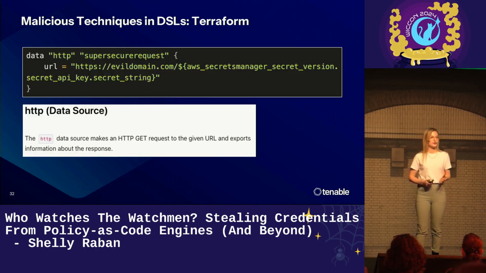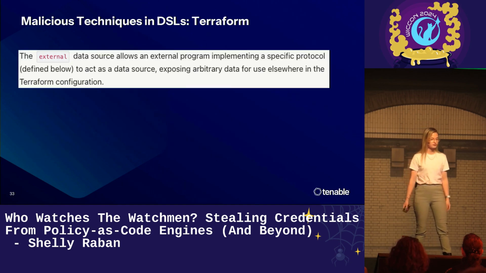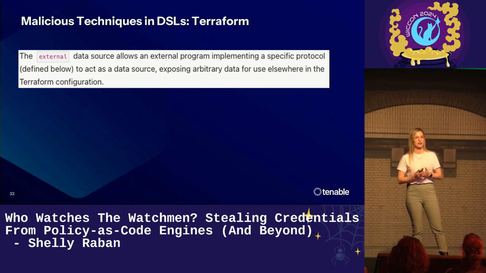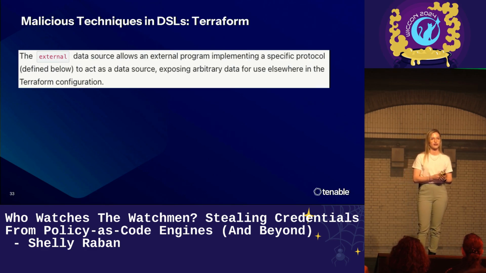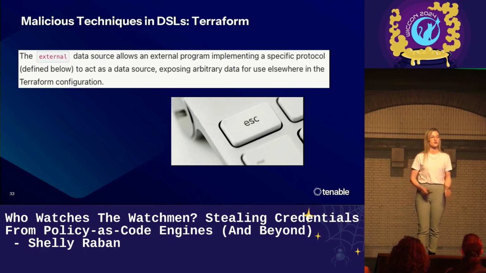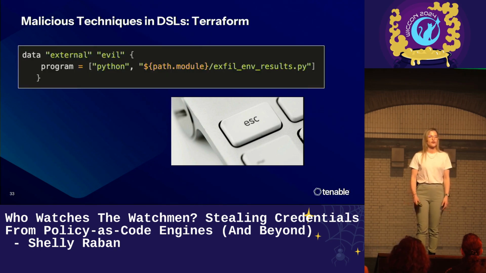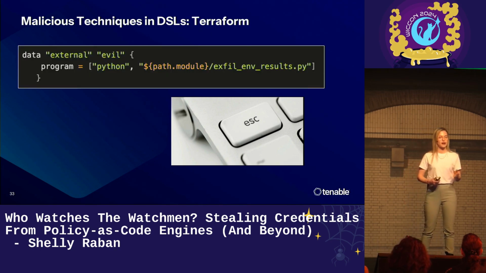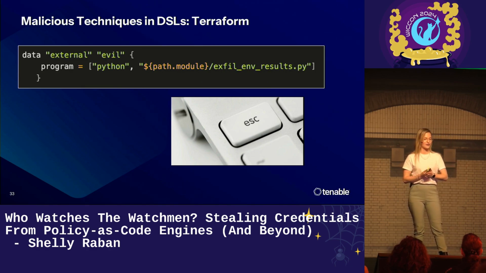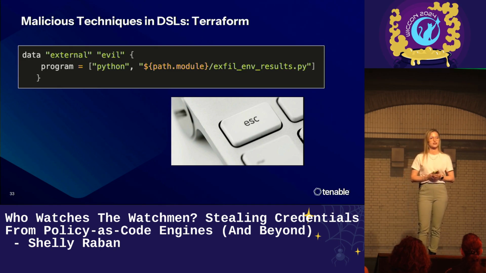So an attacker could use existing data sources, for example, the HTTP data source, in order to leak data to his external server. Or the external data source, in order to run custom code on the machine running Terraform. And Hashicorp states in their documentation that the external data source is only an escape hatch for exceptional situations. So, for example, an attacker could write a custom Python script to extract credentials or other environment variables using the env command and exfiltrate the results to his external server.